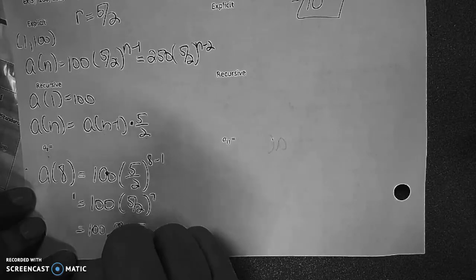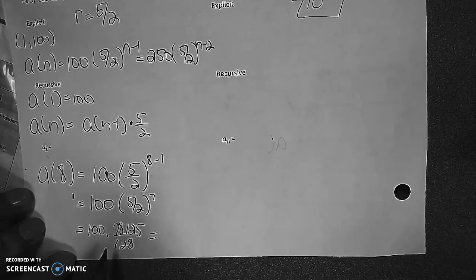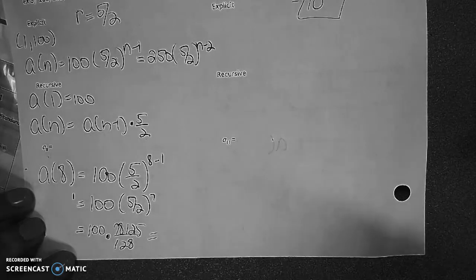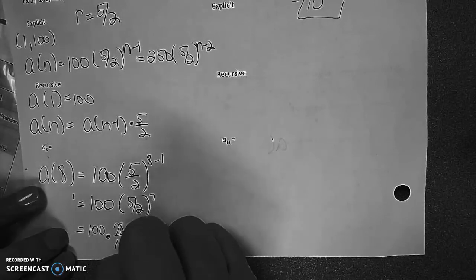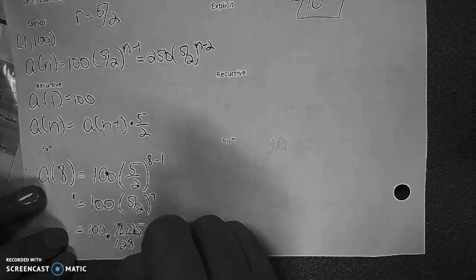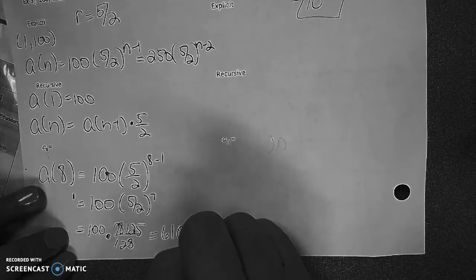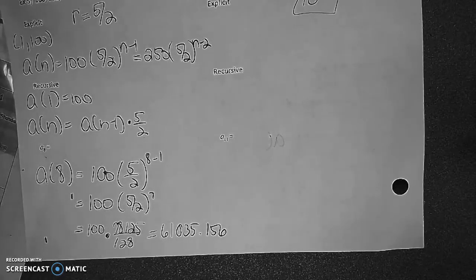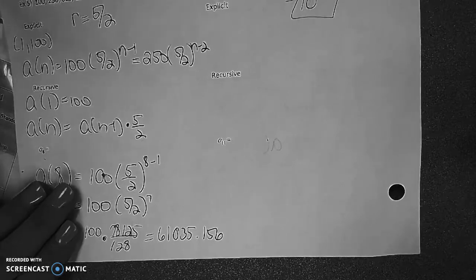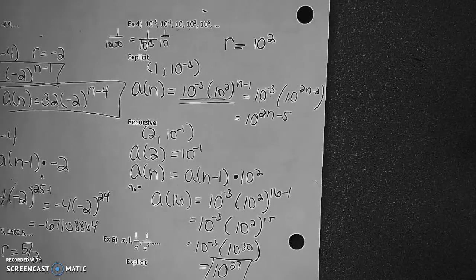Then I went ahead and did type in 100 times 78,125 over 128, and it gave me a decimal. Now, one tip about decimals in math, you always want to round to 3 decimal places. Always. Okay, so always round to 3 decimal places. All right, let's look at our last one here.